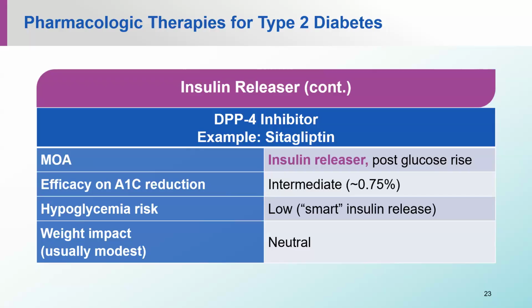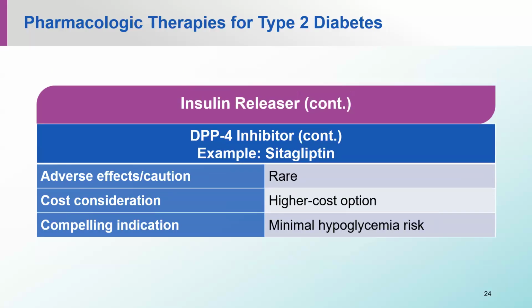Low hypoglycemia risk because it's smart insulin release. So I make it sound like the drug is talking to the pancreas. All right, hey, pancreas, blood sugar just went up to 220. We need some more insulin. Pancreas goes, okay, we'll release enough insulin till the blood sugar is brought down to a more within normal limit range. Weight impact, weight neutral.